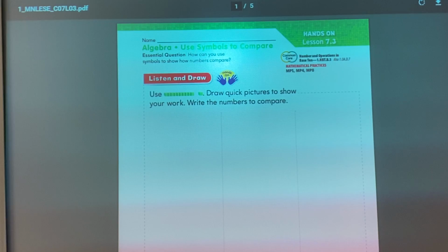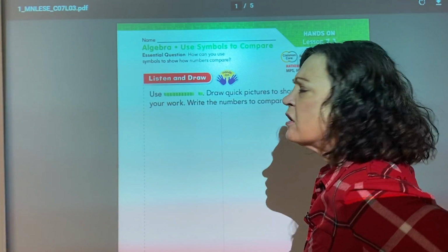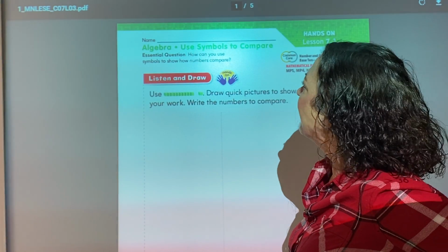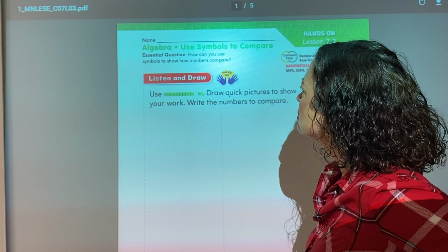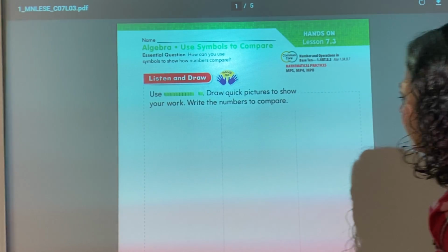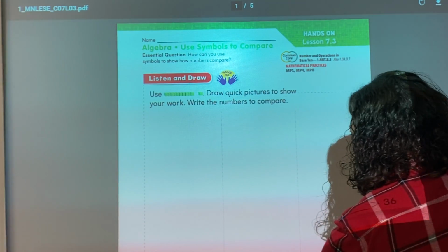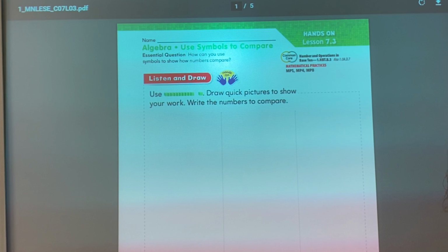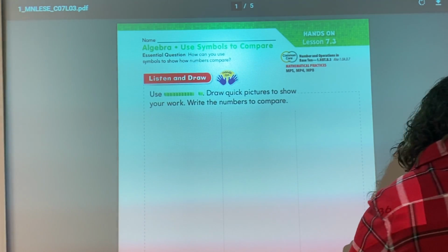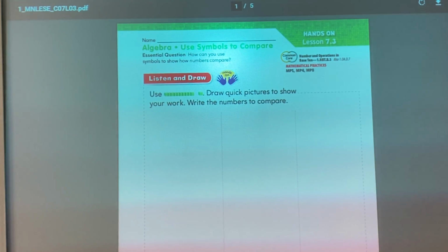GoMath 7.3, algebra, use symbols to compare. Our essential question today asks, how can you use symbols to show how numbers compare? And on this, it wants us to show numbers that are less than, equal to, or greater than 36. And so what we're going to do is a number that is less than 36.